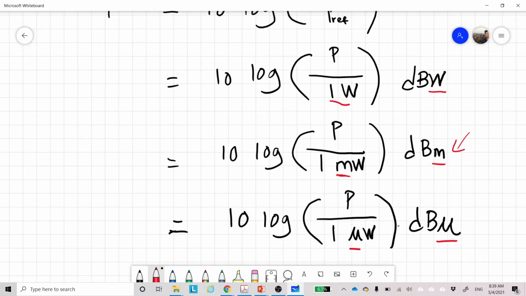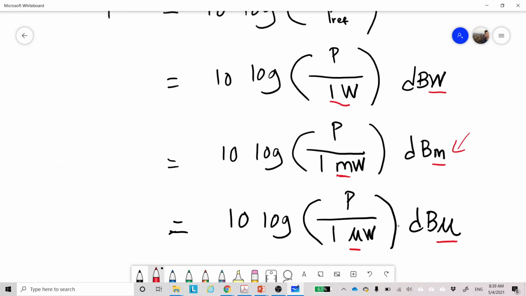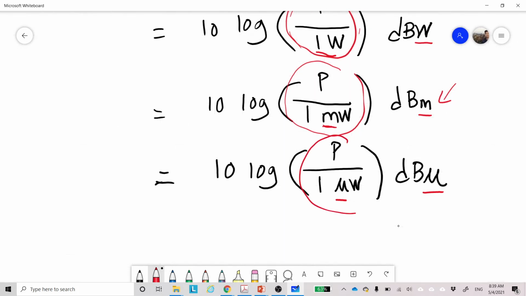Okay, so that means if you see from this bracket, the above bracket here, we want to produce the value over here in terms of watt. The value here we want to produce in terms of milli, and the value in the bracket over here we want to produce in terms of micro. So that's why we divide with the reference value.